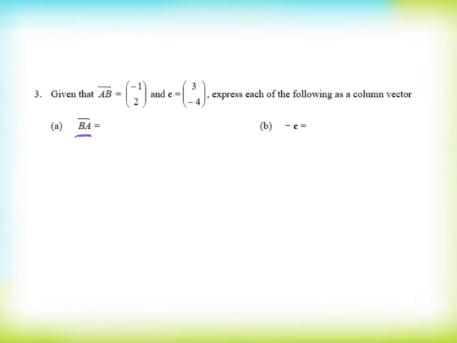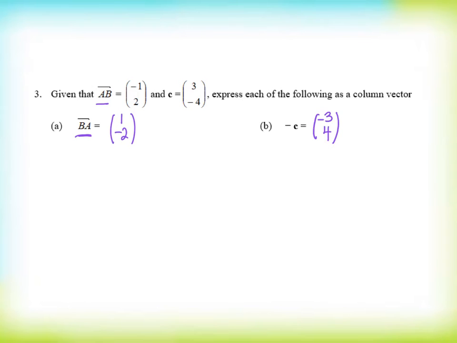BA and AB are negative vectors. They are going in the opposite direction. Hence, BA will be (-1, 2). What about C and -C? They are also going in the opposite direction, so they are negative of each other. So that means this will be (-3, 4). Have you gotten the answer?